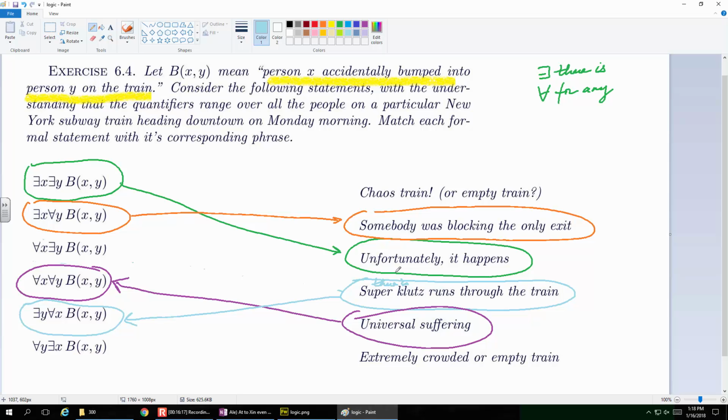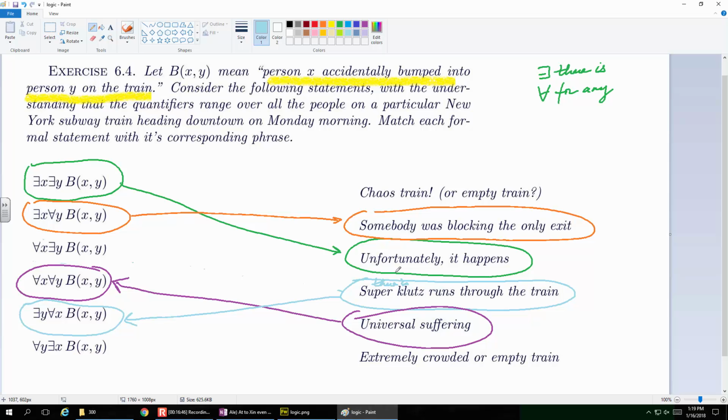Okay? So let's now take a look at the one that we skipped. So for any X, there is a Y. It means that nobody is... Well, let's understand what that statement in the middle means. So for any X, every person is being bumped into by somebody, but we don't know who. It is not necessarily the same person. Yeah, that would be the chaos train.